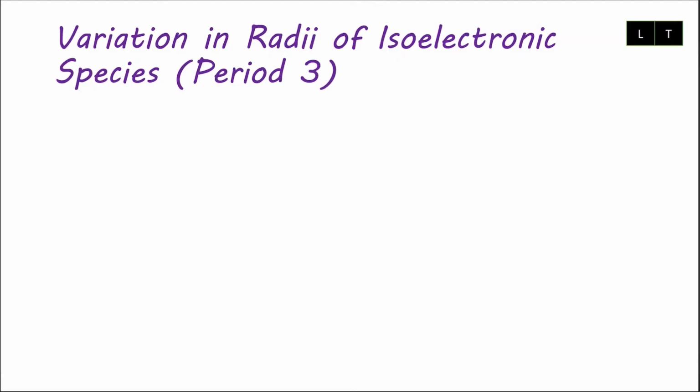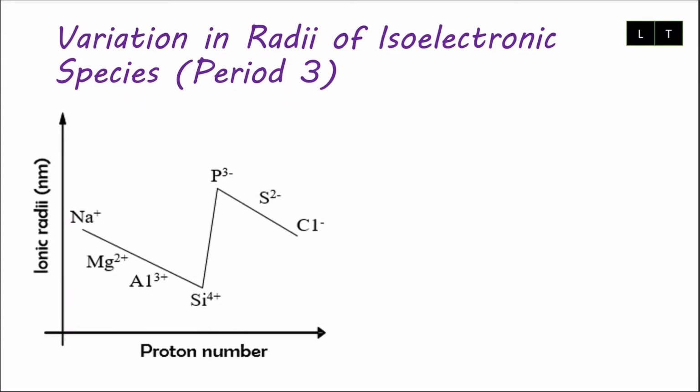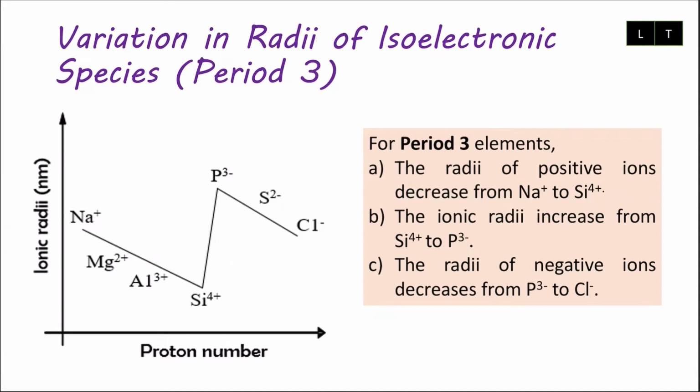Assalamualaikum. Hi guys, in this video we are going to describe the variation of ionic radii of isoelectronic species in period 3. So if you take a look here, I have the graph for ionic radii based on species in period 3. We are going to divide them into 3 parts.